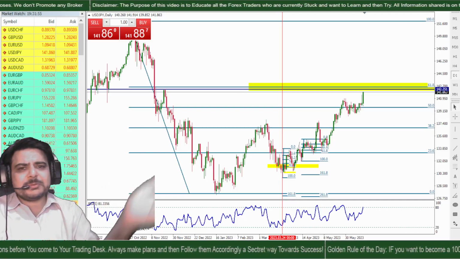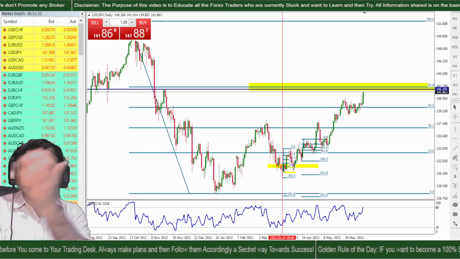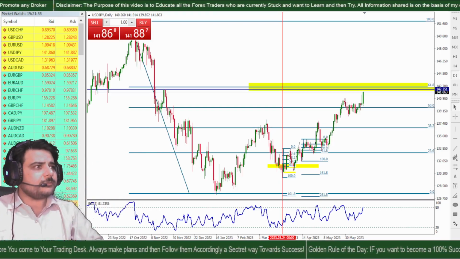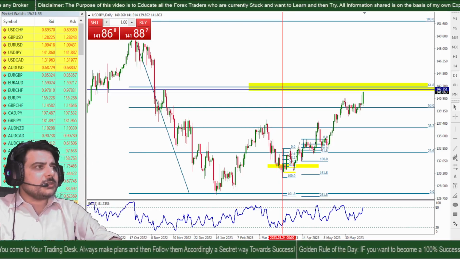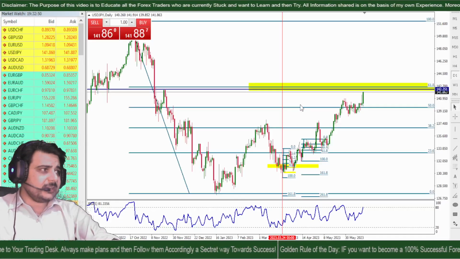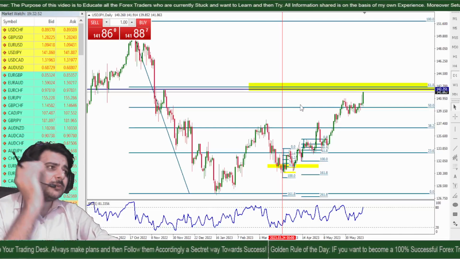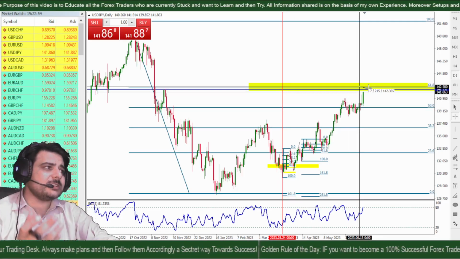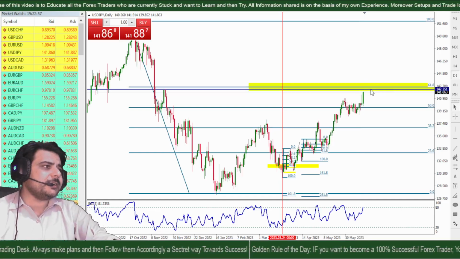So let's see, it will be bouncing, maybe the dollar index can break the 102 level and drop further. So this one I want to stay a little bit neutral, or in other words, I want to see what the price is going to do right here.